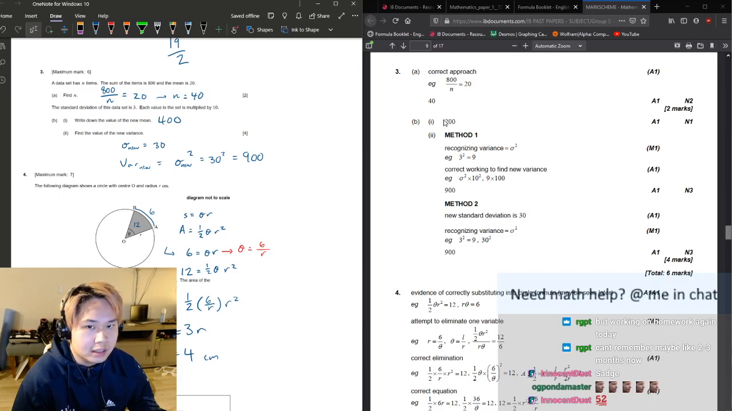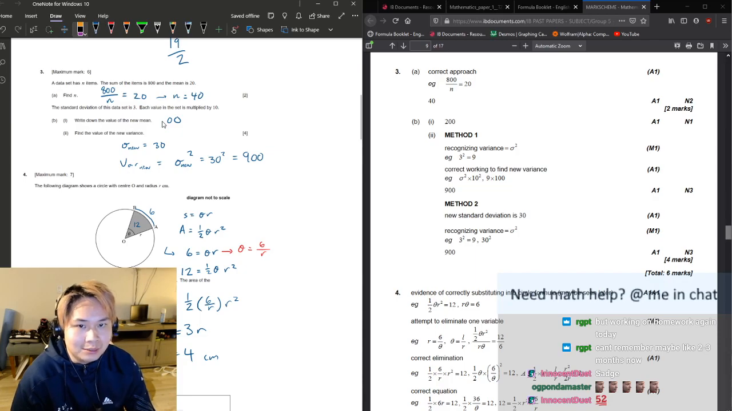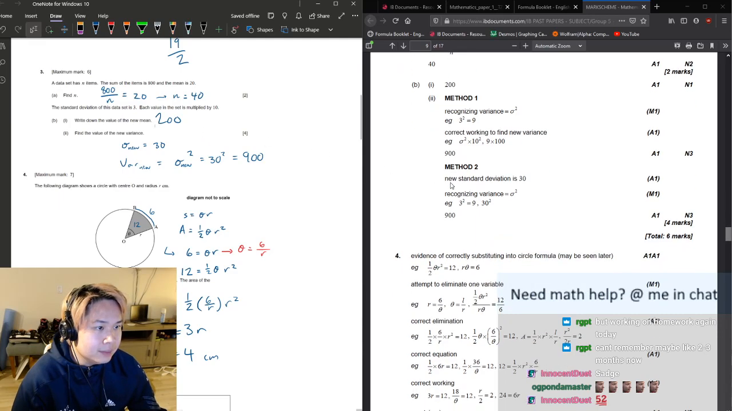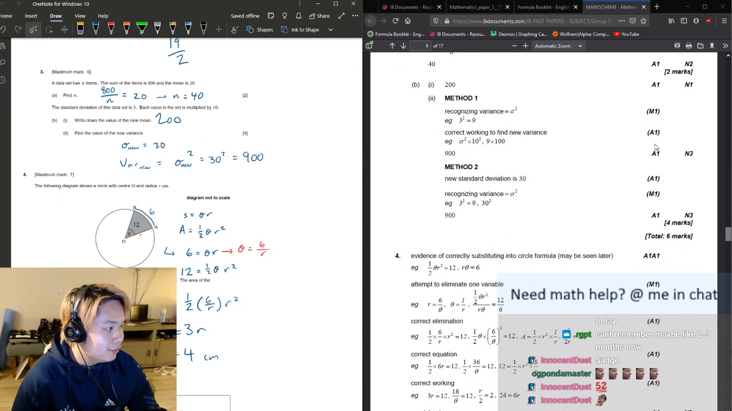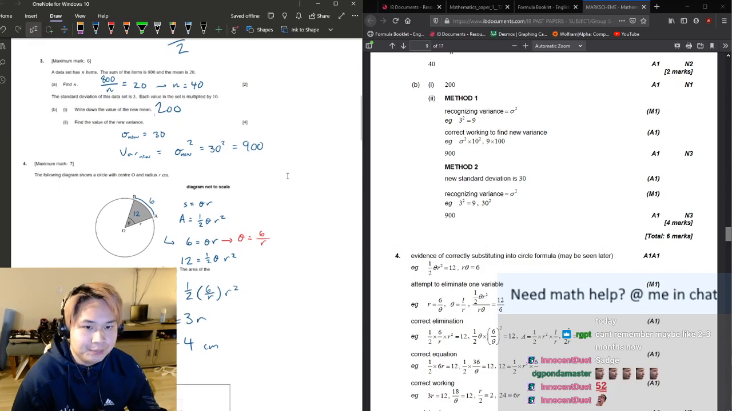And then 200, but I got 400. I don't know why I did. Oh, I multiplied the wrong thing together. I multiplied n by 10. I even told you guys, oh man, I wasn't paying attention. You're supposed to multiply the mean. The mean was 20, so this should be 200. Oh well. Okay. I think I only lose 1 mark for it though, so that's not bad.